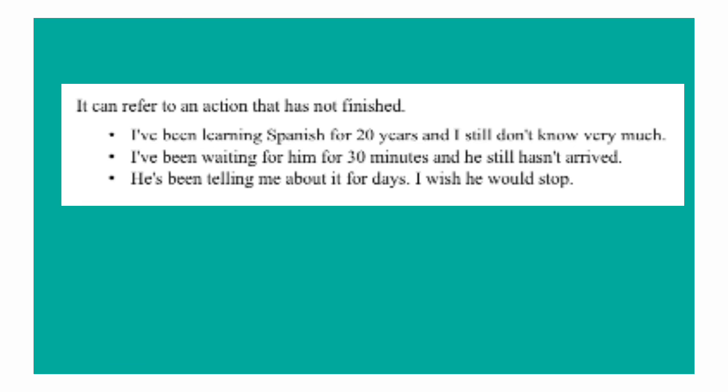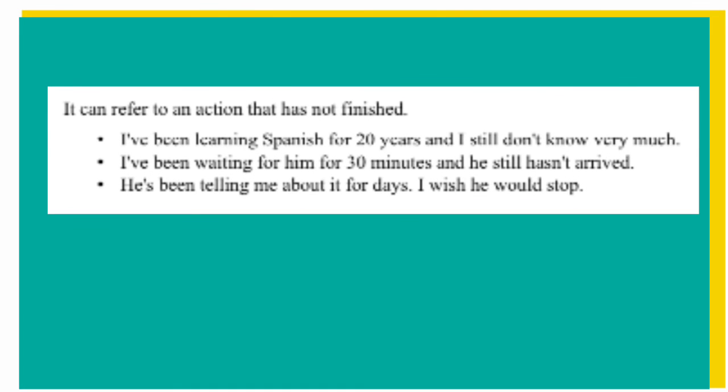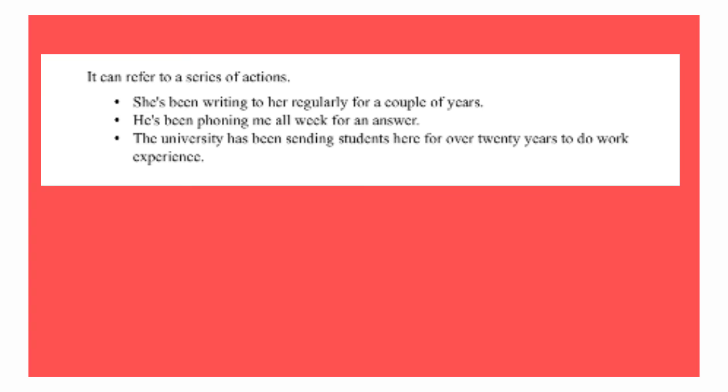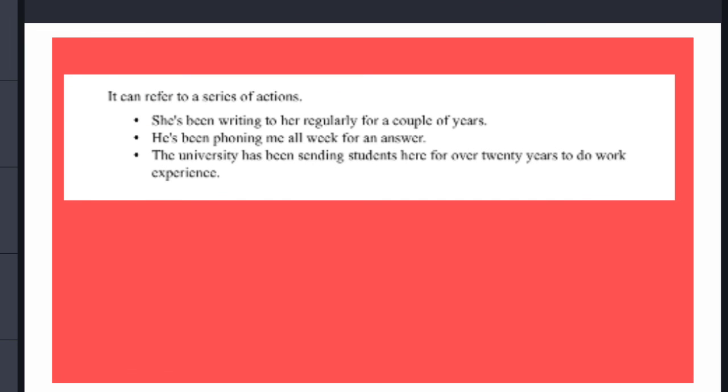It can also refer to an action that has not finished. Examples: I've been learning Spanish for 20 years and I still don't know very much. I've been waiting for him for 30 minutes and he still hasn't arrived. He's been telling me about it for days. I wish he would stop. It can also refer to a series of actions. Examples: She's been writing to her regularly for a couple of years. He's been phoning me all week for an answer. The university has been sending students here for over 20 years to do work experience.